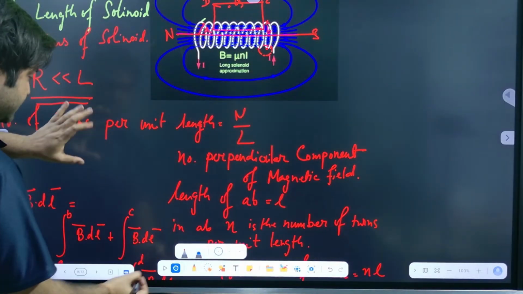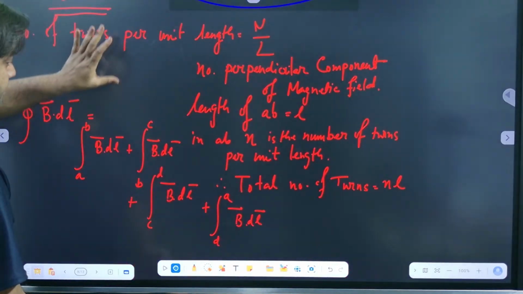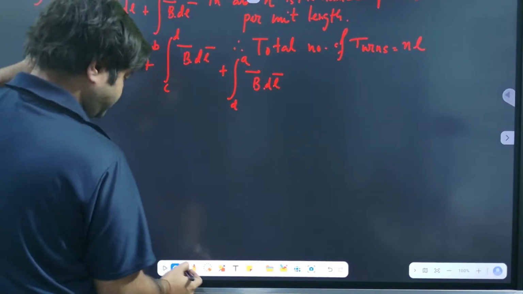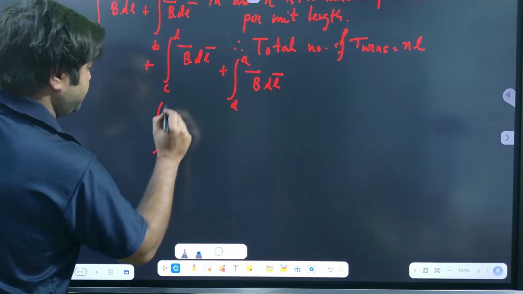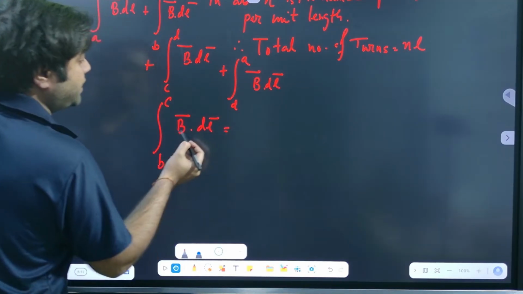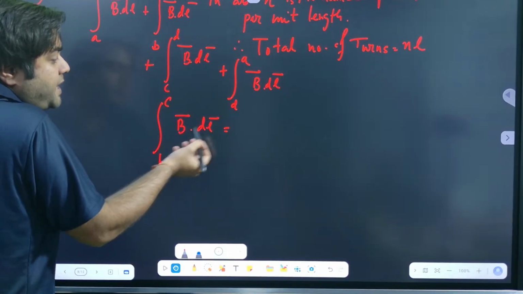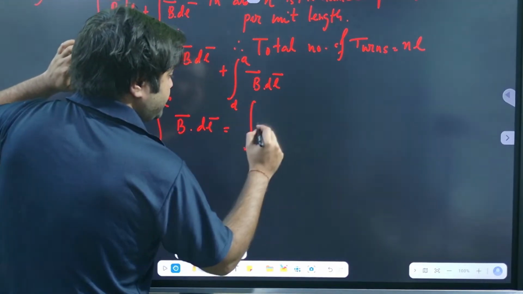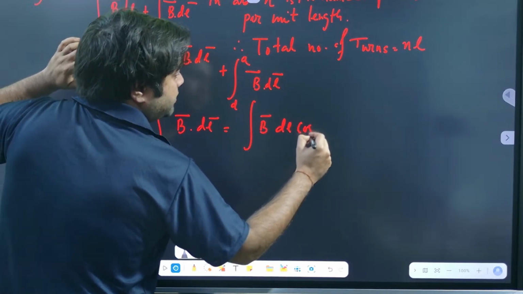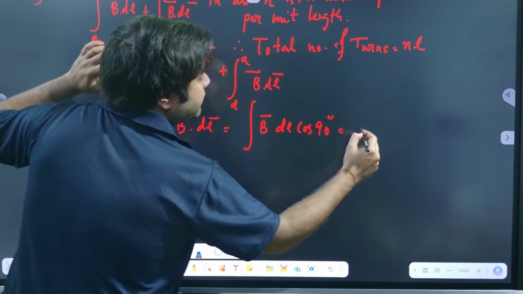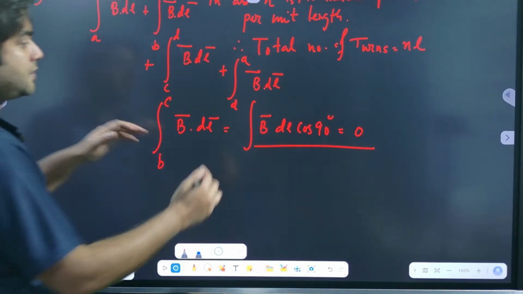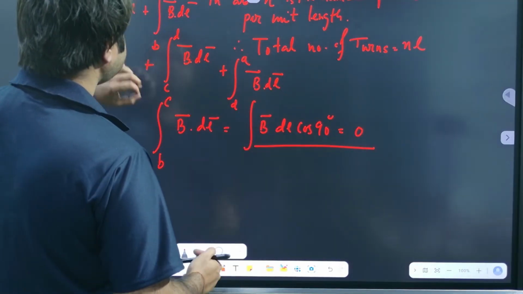So in this case from B to C, the angle between B and DL is 90 degrees, and for 90 degrees what will happen? This will become 0.